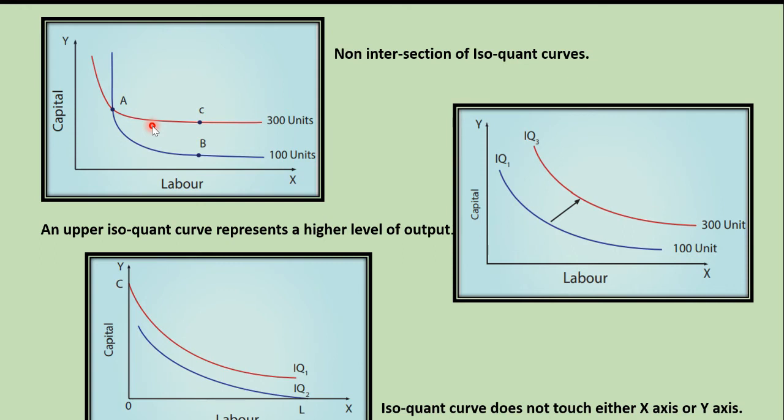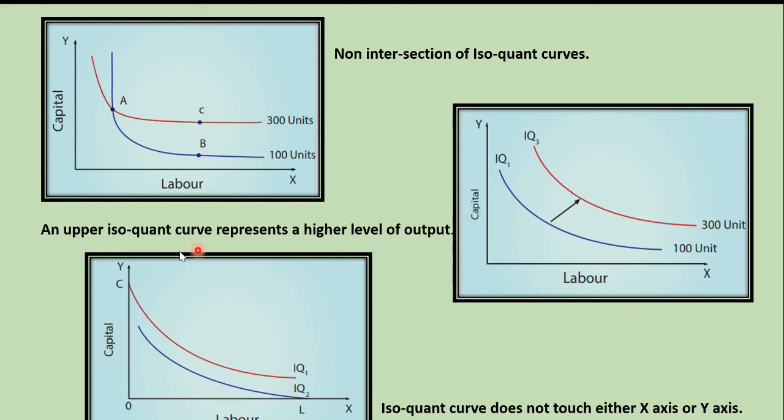So look at the point A. Point A lies on isoquant 1 and A lies on isoquant 2. But the point C shows a higher output. எவ்வளோ output 300. Point B shows a lower output. எவ்வளவு 100. இந்த இடத்துல ரெண்டு ஈக்குவல் ஆக முடியுமா? So can B be equal to C? No. So isoquant curves cannot cut each other.